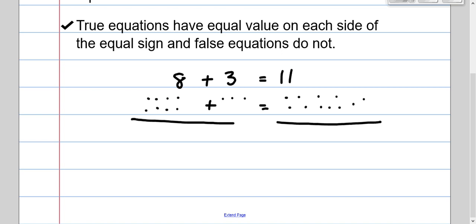However, if I had 8 plus 4 on one side, say one side said 8 plus 4 equals 11.